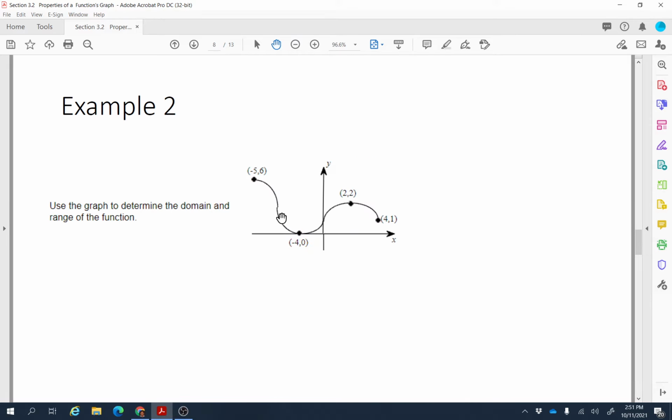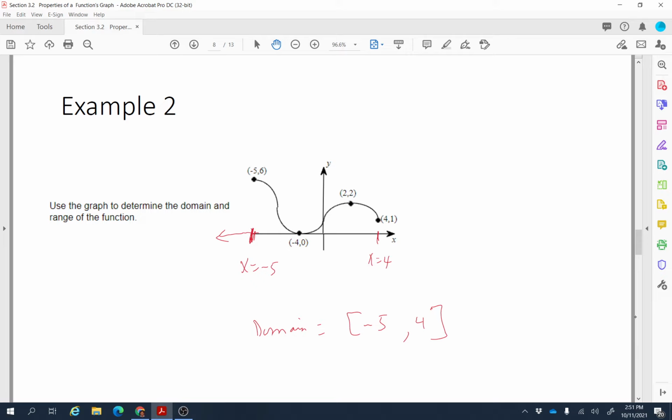So let's look at one example here. Look at the graph and try to find the domain. Remember, to find the domain, we just look at the x-axis. This graph has a starting point x equal -5, and it goes up to x equal +4. So the domain includes -5, that's why we use the bracket, comma, it goes up to +4, including +4.